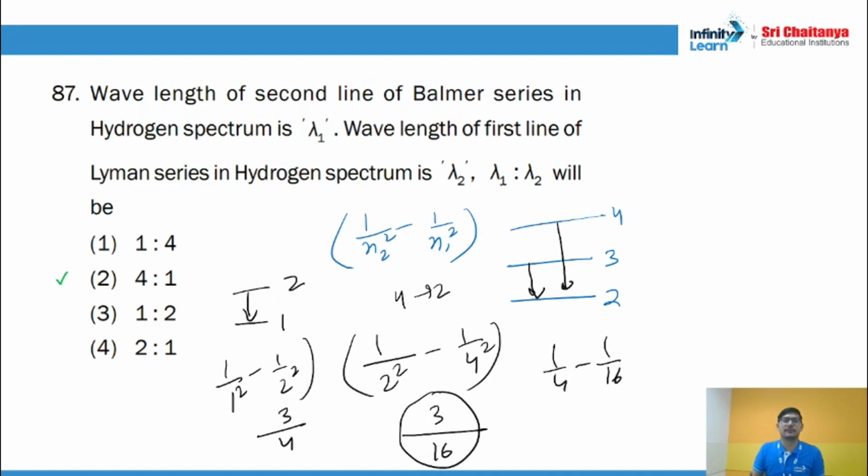Now the ratio of lambda 1 by lambda 2. Now you should know that this is for energy. For wavelength, it is reciprocal. Okay, so for wavelength, I will do reverse, right? 2 by 1. So this is 3 by 4 and 3 by 16, right? So this is 16 is to 4, which is basically 4 is to 1, guys. Okay, so this becomes a correct answer.